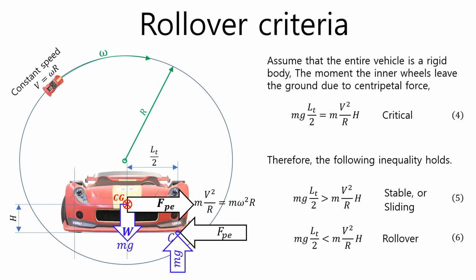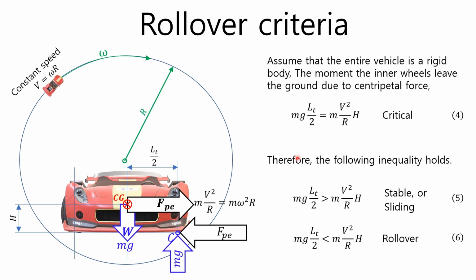Next, we will look at tire friction coefficient and rollover criteria. Assuming that the entire vehicle is a rigid body and that the weight of the vehicle is evenly distributed on all four wheels, let's calculate the moment the right wheel lifts off the ground using the centripetal force. If the wheel tread is LT and the height of the center of gravity is H, the critical criteria that the right wheel falls off the ground can be calculated from the equation of moment equilibrium about the center of gravity, as shown in equation 4.